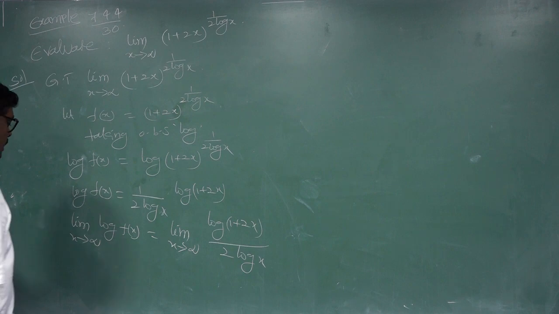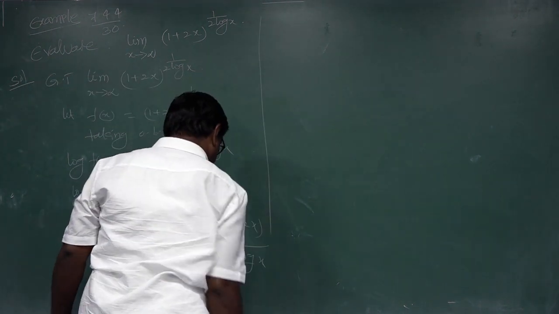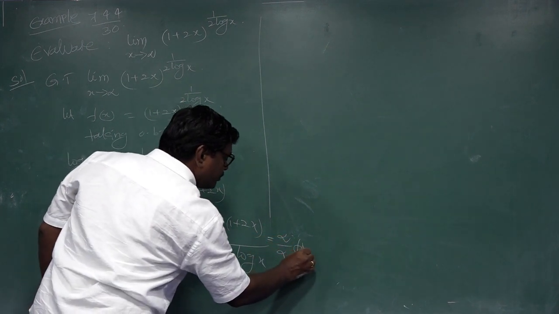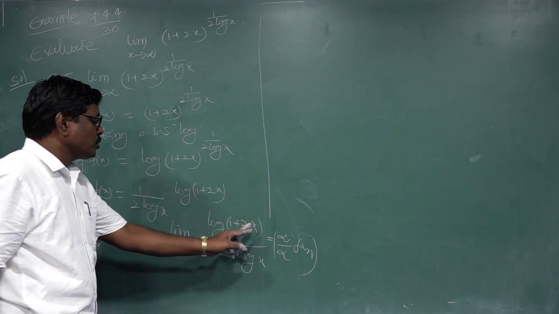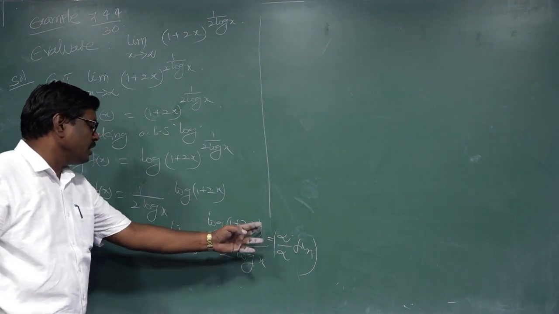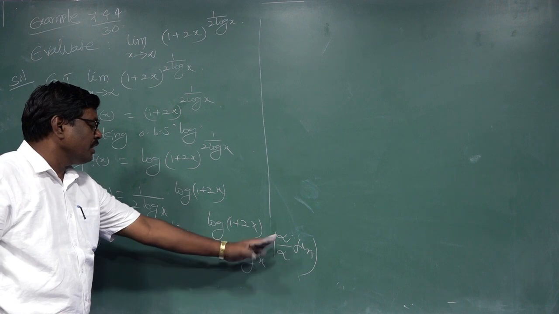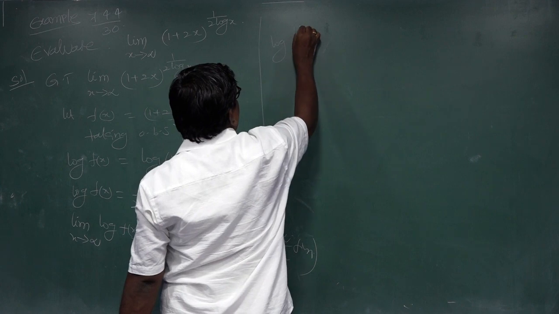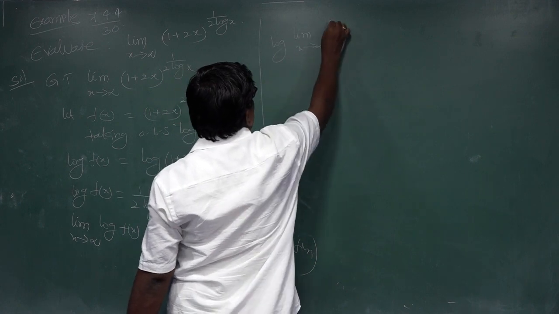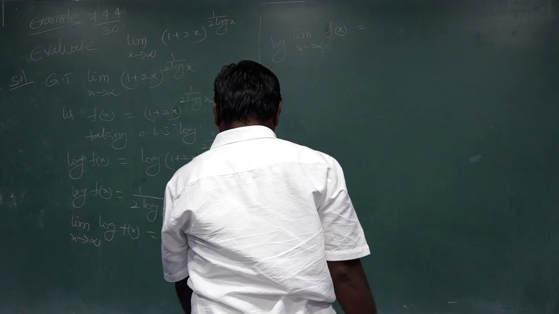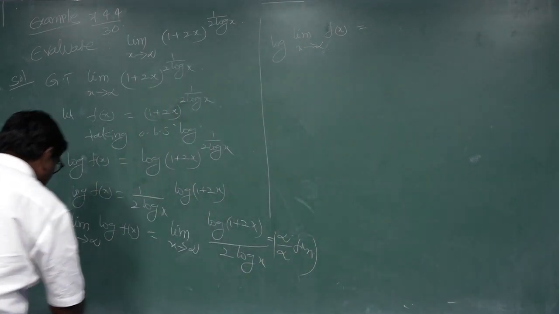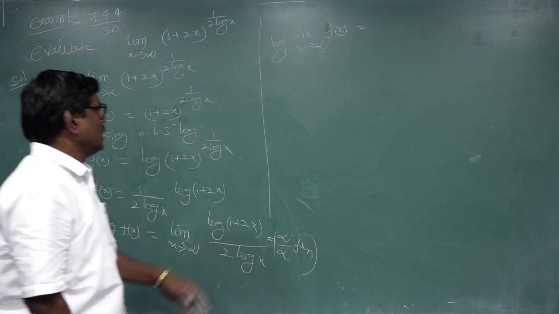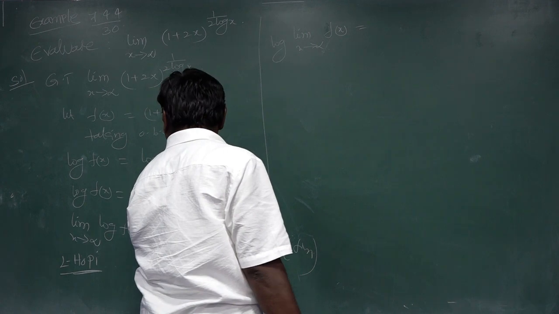This is a limit, and it is of the infinity by infinity form. Substituting, 1 plus 2 into infinity is infinity, and log infinity is infinity, so it is infinity by infinity. So for the log of the limit of f of x, use the L'Hospital rule on the right side.